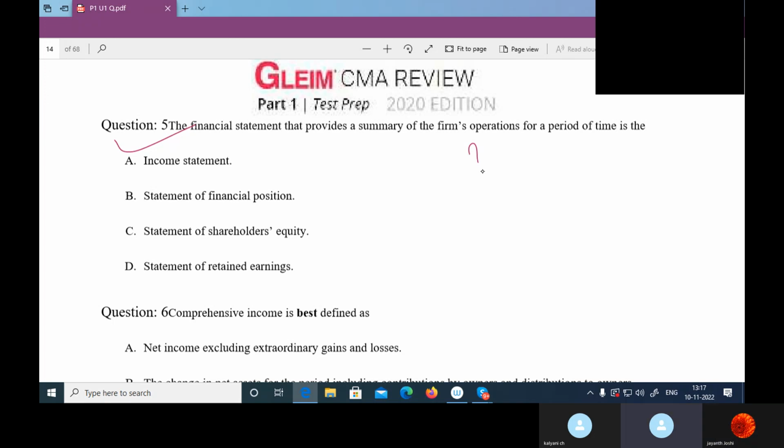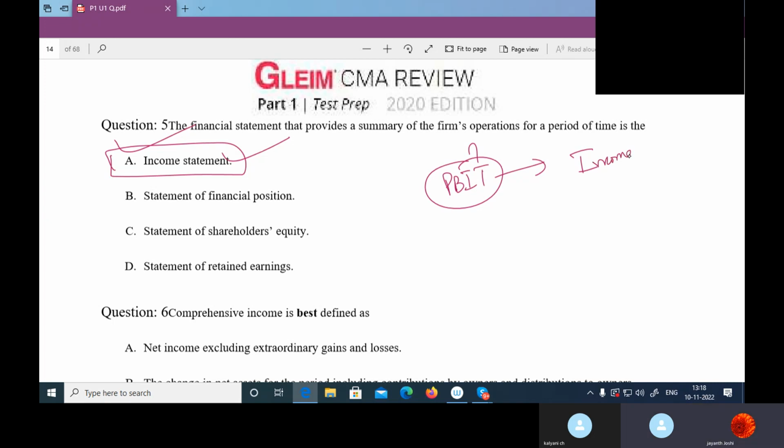Summary of firm operations for a period of time is statement. What is the answer? Of course, for a period, income statement. Whatever you show related to firm's operations and the operating profit which you find is from which statement? Income statement, of course. So the results of operations for a period of time are reported in the income statement.